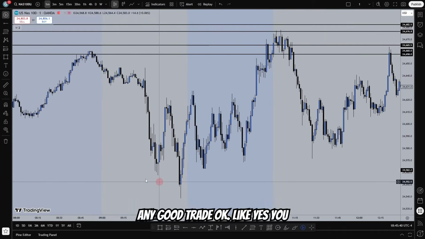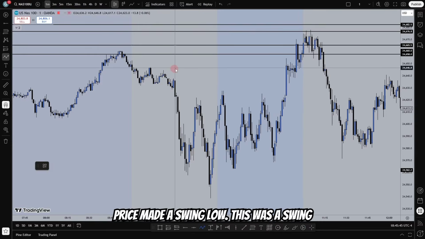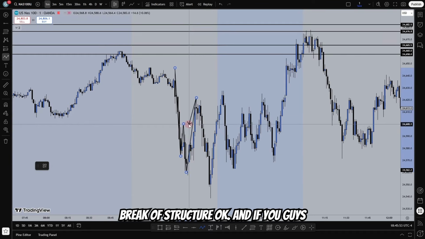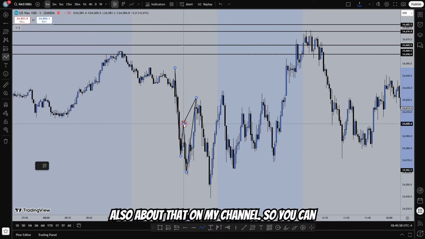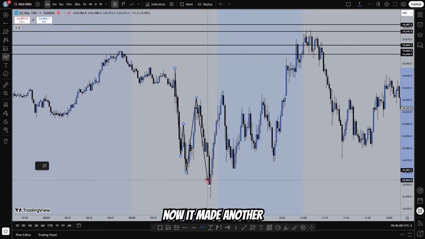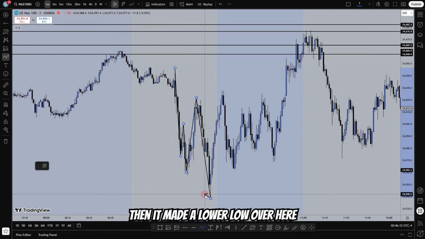Okay, you can see over here that price made a swing low, this was a swing high, swing low, and then price went up, break of structure. Okay, and if you guys don't know about swing highs and swing lows, I have a specialized video about that on my channel, so you can check it out from there. So this is a swing high, and now it made another lower low. So it made a higher high and then it made a lower low over here.